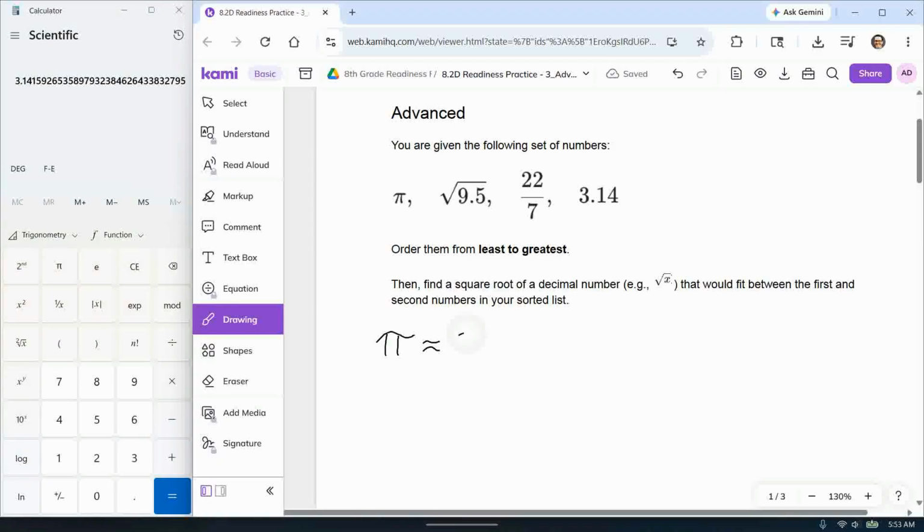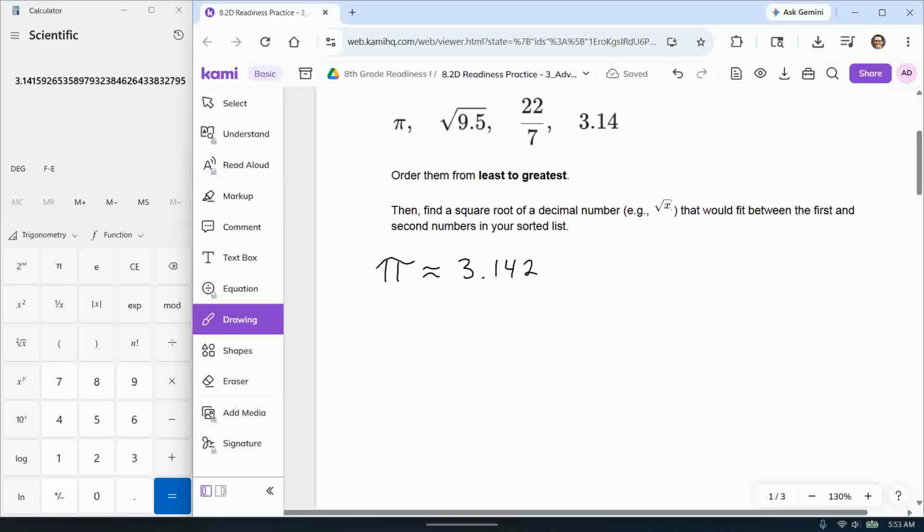And since I'm going to go to the thousandths place, I'm going to change that 1 in the thousandths to a 2 because that 5 in the 10,000ths is going to raise that up. And I'm not using an equal sign, I'm just going to use equivalent to. Let's do square root of 9.5. That square root of 9.5 is going to get me 3.082.